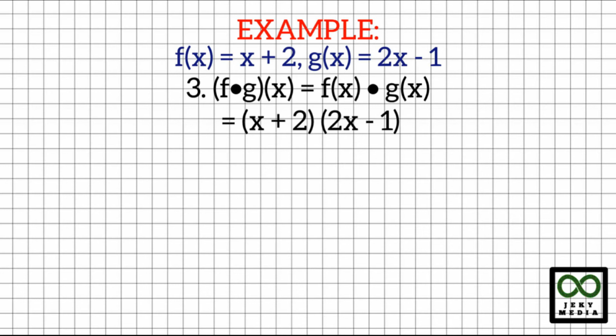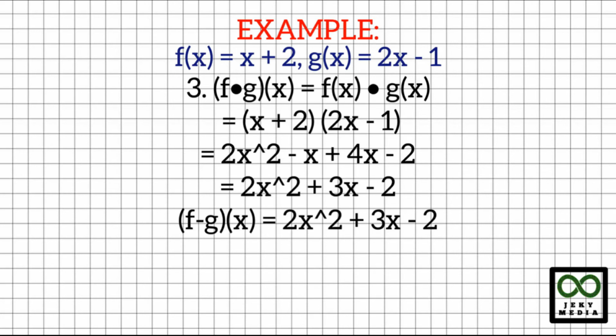FOIL. F for the first terms, x times 2x is equal to 2x squared. O for outer terms, x times negative 1 is negative x. I for inner terms, 2 times 2x is 4x. And L for last terms, 2 times negative 1 is negative 2. By collecting terms, this will result in the product of functions, which is equal to 2x squared plus 3x minus 2.